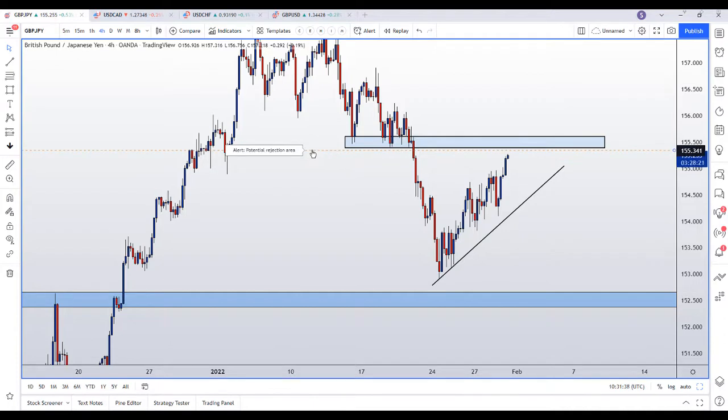I'm putting my alert just below the level. I don't want to put it right on the level, okay? I want to put it just before, so it makes me aware before price gets there. That alert might even go off before I finish this video, who knows? But yeah, keep your eyes on that one.